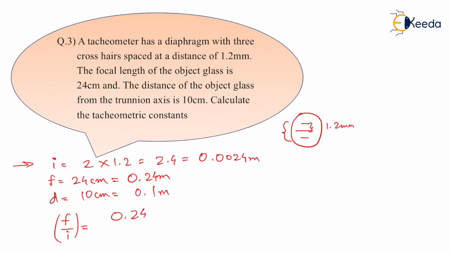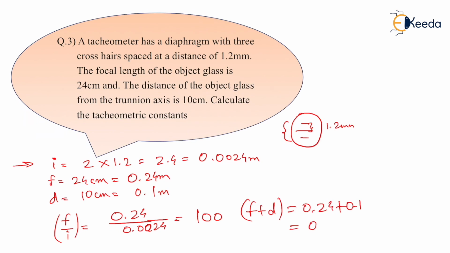So f upon i will be 0.24 upon 0.0024, that is nothing but equal to 100. And f plus d, that is the additive constant, will be 0.34. So the main important part is to find out i; f and d are directly given.